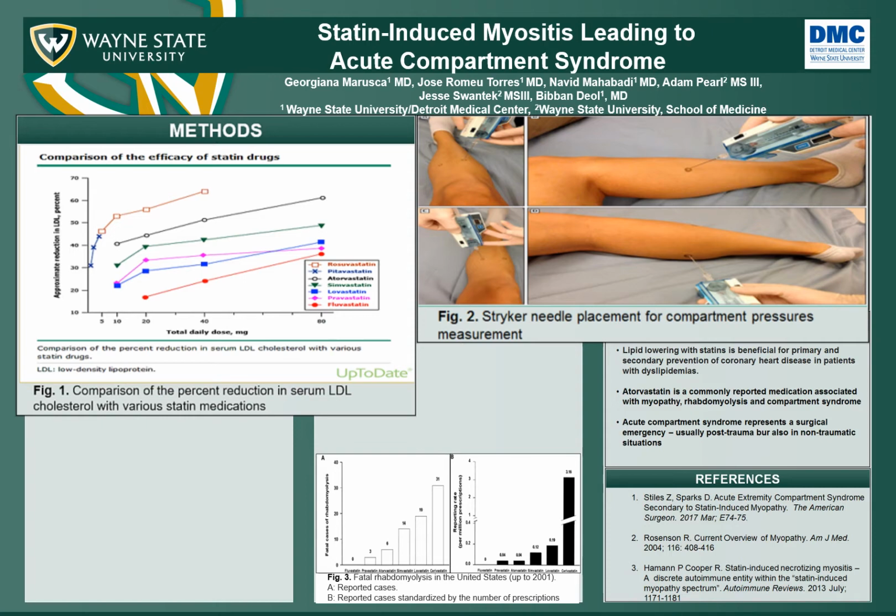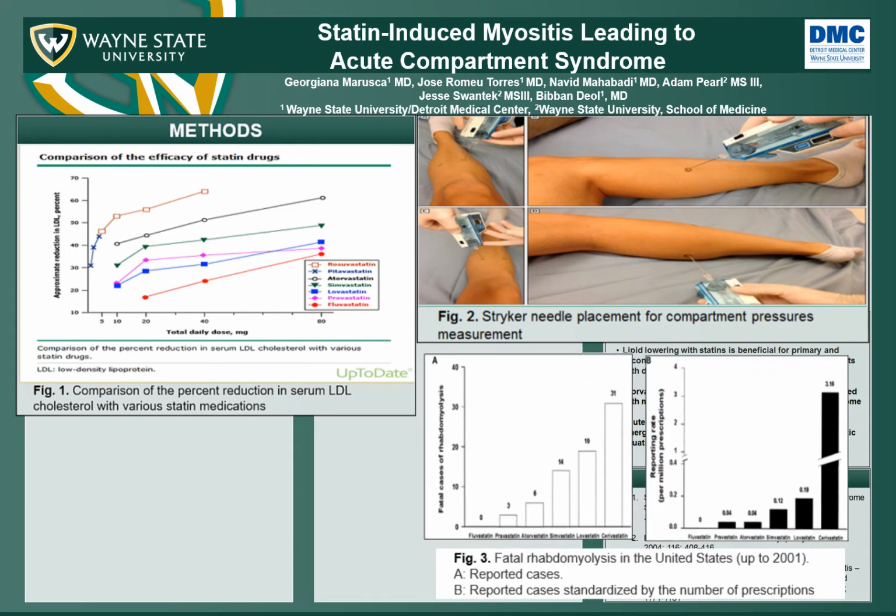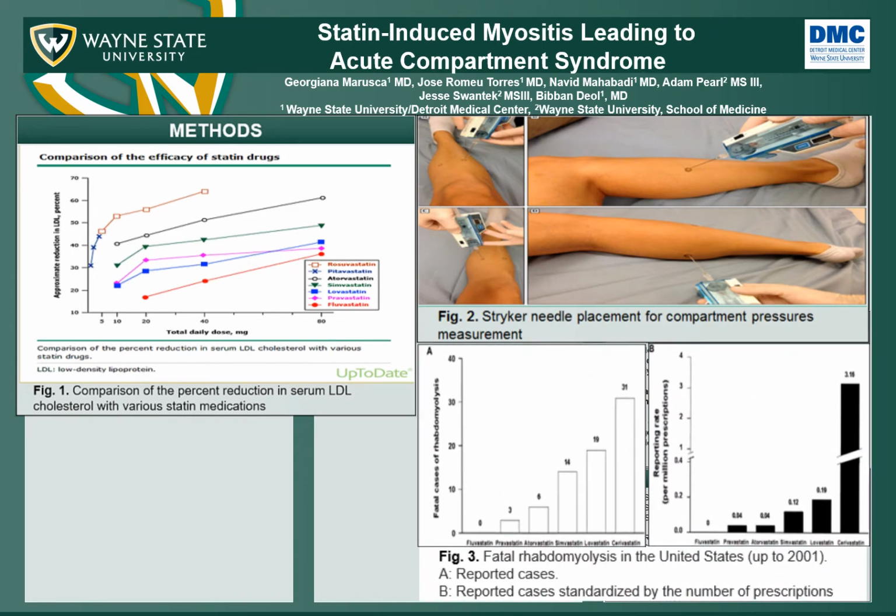However, in the case of compartment pressures, a Stryker needle is used to obtain serial measurements of the various pressures in the compartments. Rhabdomyolysis, which commonly precedes acute compartment syndrome, has been reported in the literature with an incidence as high as 2%.